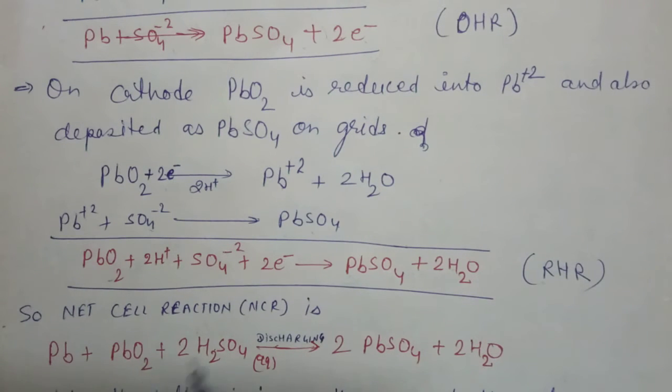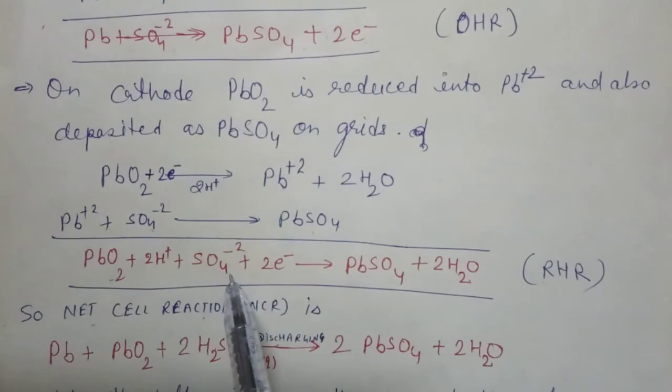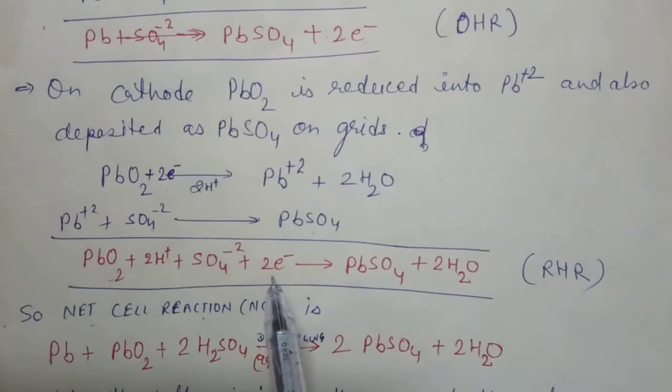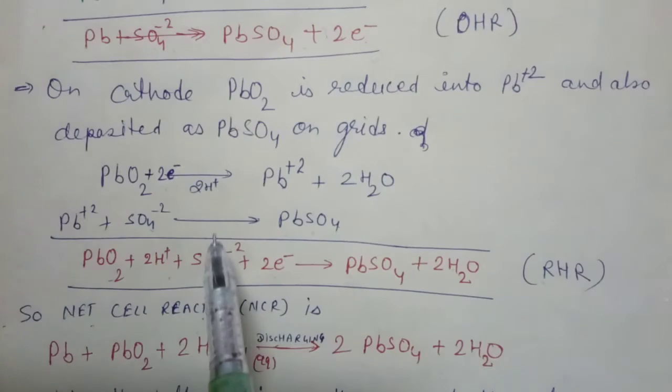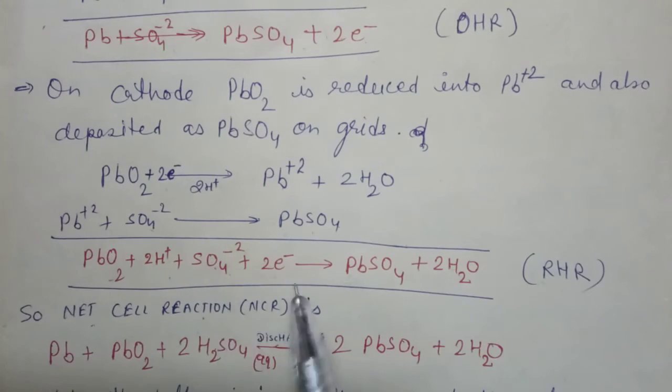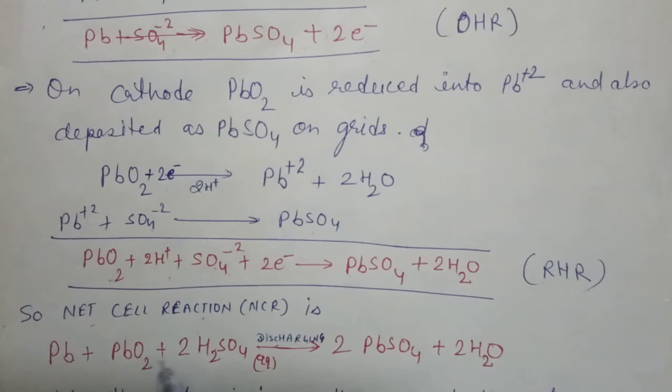Okay, so the net cell reaction is the anodic reaction plus the cathodic reaction. 2 electrons cancel out with 2 electrons. 2 H plus ions here and SO4 minus 2 ions here. Okay, so what will be the reaction? Pb plus PbO2 plus 2H2SO4 is equal to 2 PbSO4 plus 2H2O. When this reaction takes place, the inverter or the battery gets discharged.